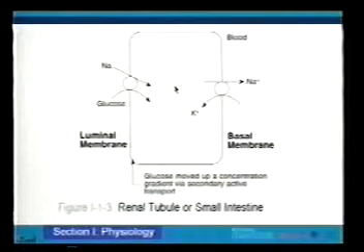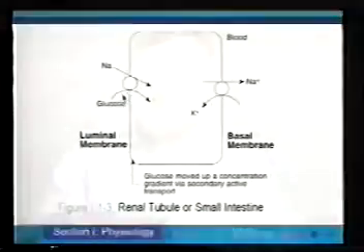If the intracellular sodium concentration increases, then the sodium gradient across the luminal membrane decreases. And if that gradient decreases, the rate of uptake of glucose will slow down. They can also ask you questions about the luminal concentration of sodium.